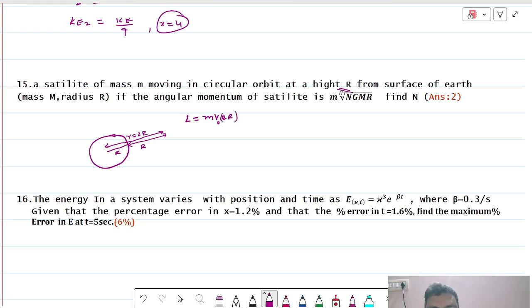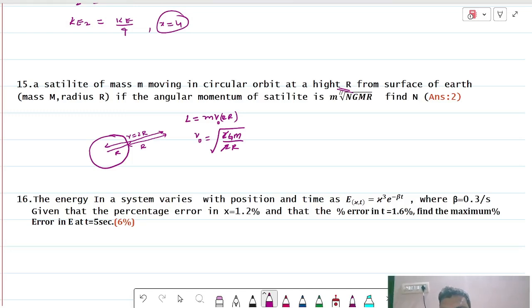So here v naught is equal to how much? The orbital velocity at this height. We know orbital velocity v is equal to root over GM by r plus h, that is 2r. So 2 gets cancelled, so root over GM by r is v naught.